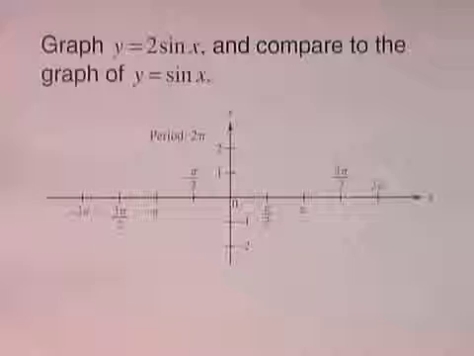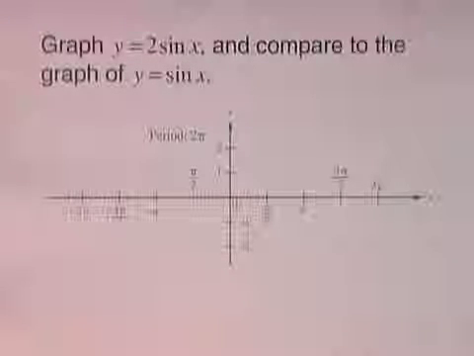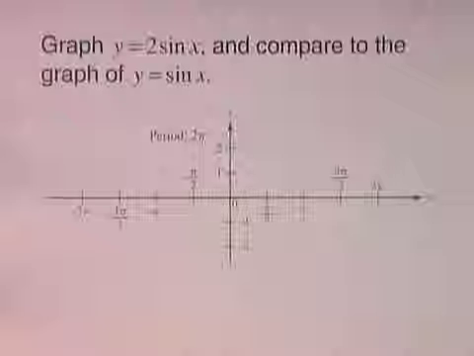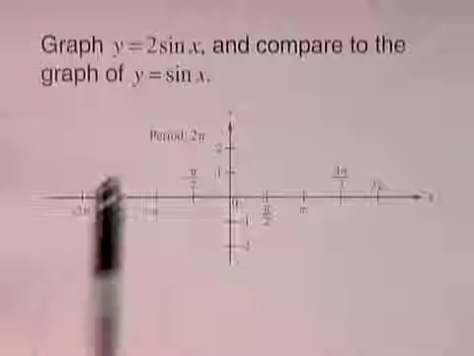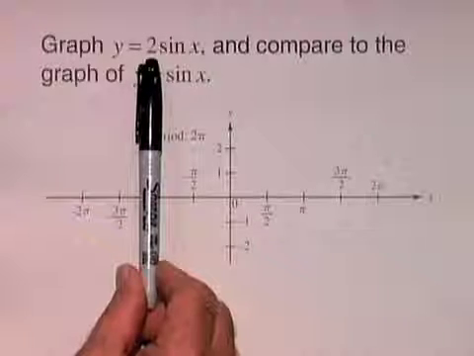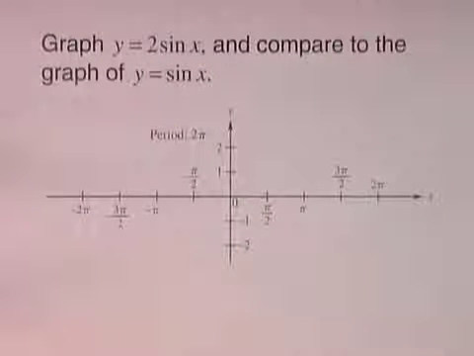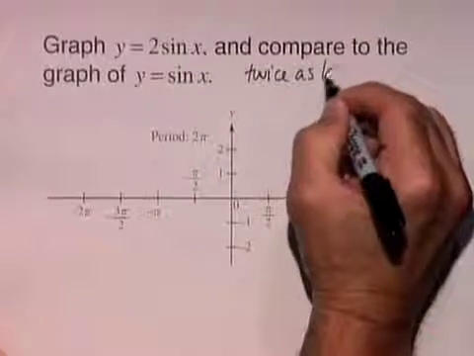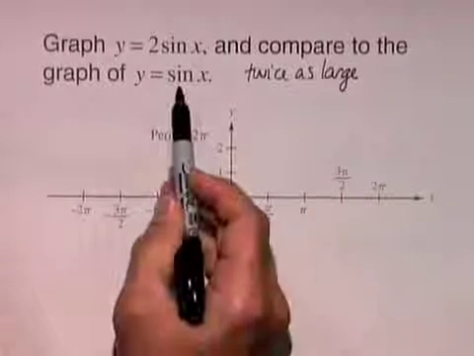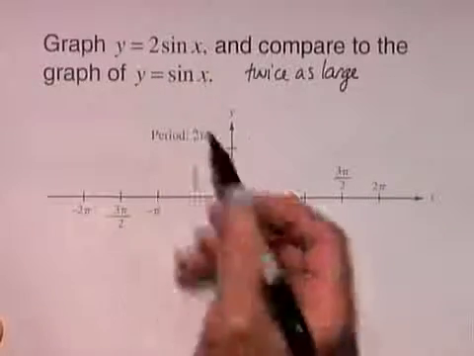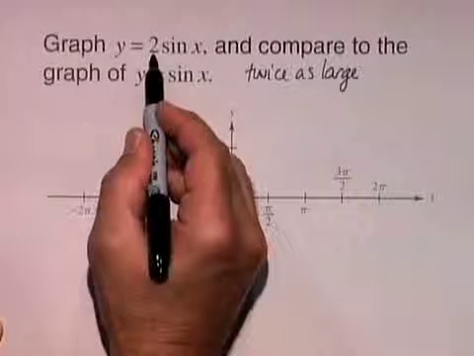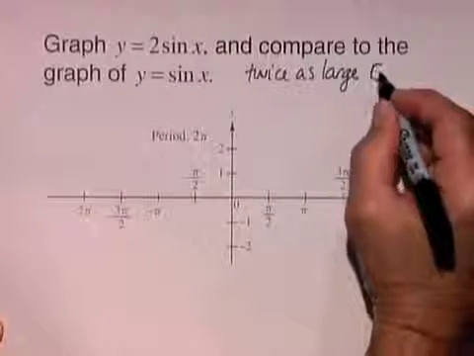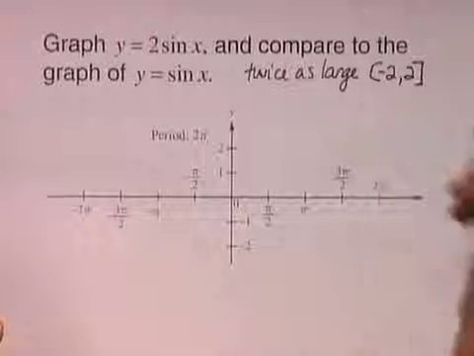In this example, we'll be graphing an equation of the form y equals a sine x. Graph y equals 2 sine x and compare to the graph y equals sine x. Well, compared to y equals sine x, y equals 2 sine x means that the y value will be twice as large. Now, since the normal range for sine x is -1 to 1, the range for 2 sine x will be -2 to 2.